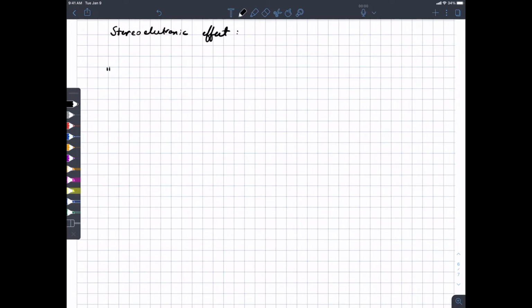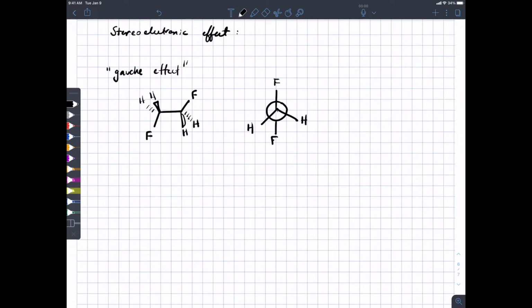So the first one is called the gauche effect. Here is 1,2-difluoroethane, and I've drawn it as though it would be in the anti conformation. What reason would I have to believe that the anti conformation, when I have the fluoro groups anti to each other, might be better than, say, having the fluoro groups gauche to each other?